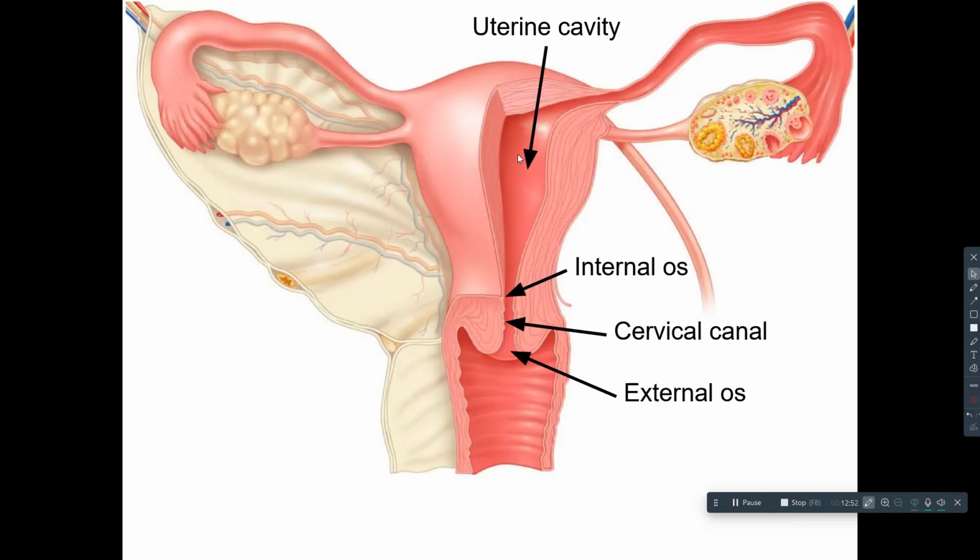Within the body of the uterus, we do find the uterine cavity, which is where we're going to find that developing fetus. Within the cervix portion, we have a narrow cervical canal, which is usually filled with mucus. That cervical canal is connected to the uterine cavity by an opening called the internal os. The word os simply means mouth. And we have a connection between the cervical canal and the vaginal canal called the external os.